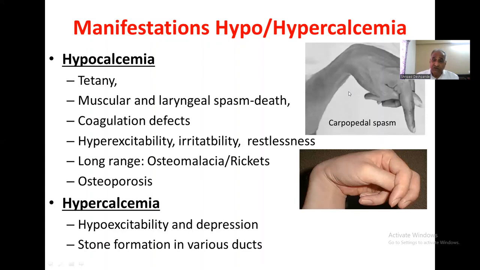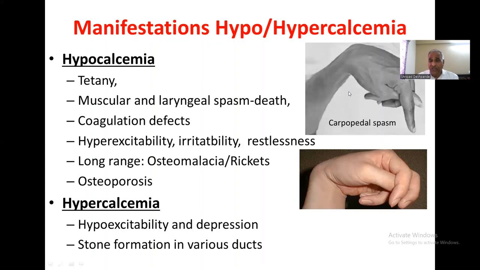The normal amount of calcium is 10 milligram per deciliter. If it falls below 8 and below 7, there will be tetany and laryngeal spasm. It may also produce coagulation defects, but that needs the calcium level to be almost zero. Before that, laryngeal spasm is the important thing. Hyperexcitability, irritability, and restlessness are the nervous system manifestations of hypocalcemia. In the long run, because calcium is taken out from the bone, osteomalacia, rickets, and osteoporosis may be seen.